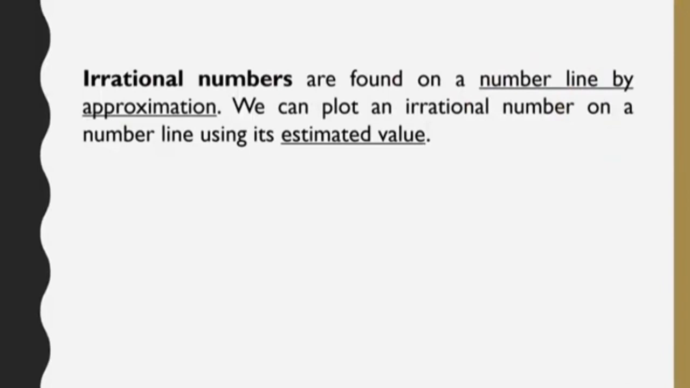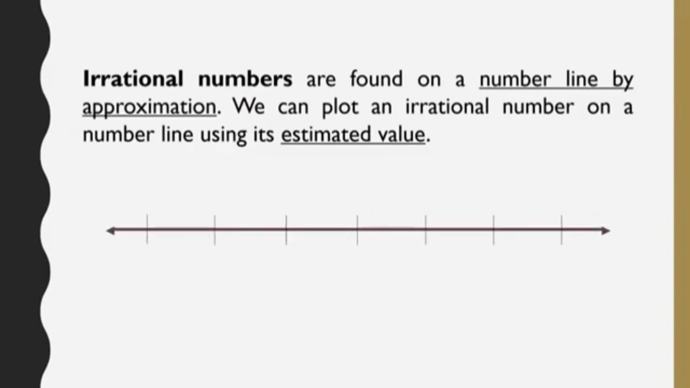Okay, irrational numbers are found on a number line by approximation. We can plot an irrational number on a number line using its estimated value. Ano nga ba yung estimated value? Since hindi natin alam yung eksaktong value ng irrational number, i-estimate lang natin or huhulaan natin ano sa tingin nyo yung number na malapit dun sa given irrational number? So, number line, ito yung line na may number, syempre.